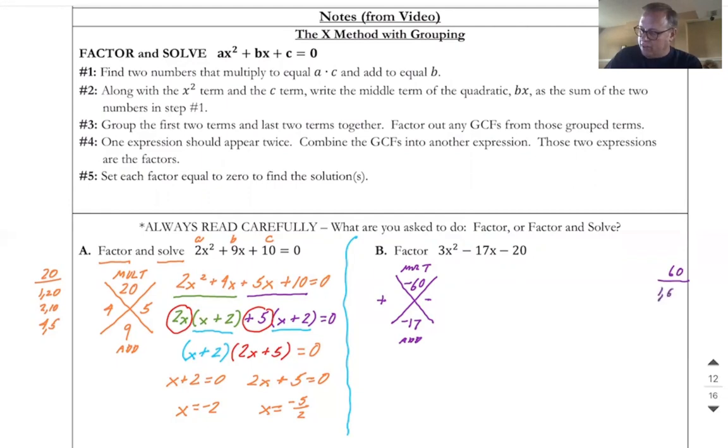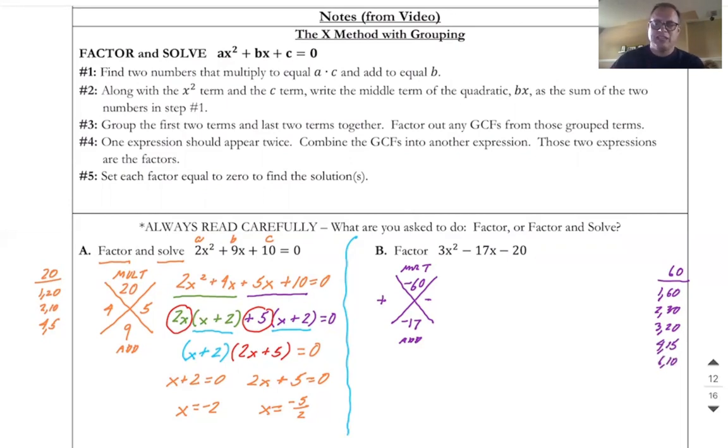Well, 1 and 60, 2 and 30, 3 and 20, 4 and 15, 6 and 10, and somewhere along the way you were going, Ms. Barnes, stop. It's 3 and 20.